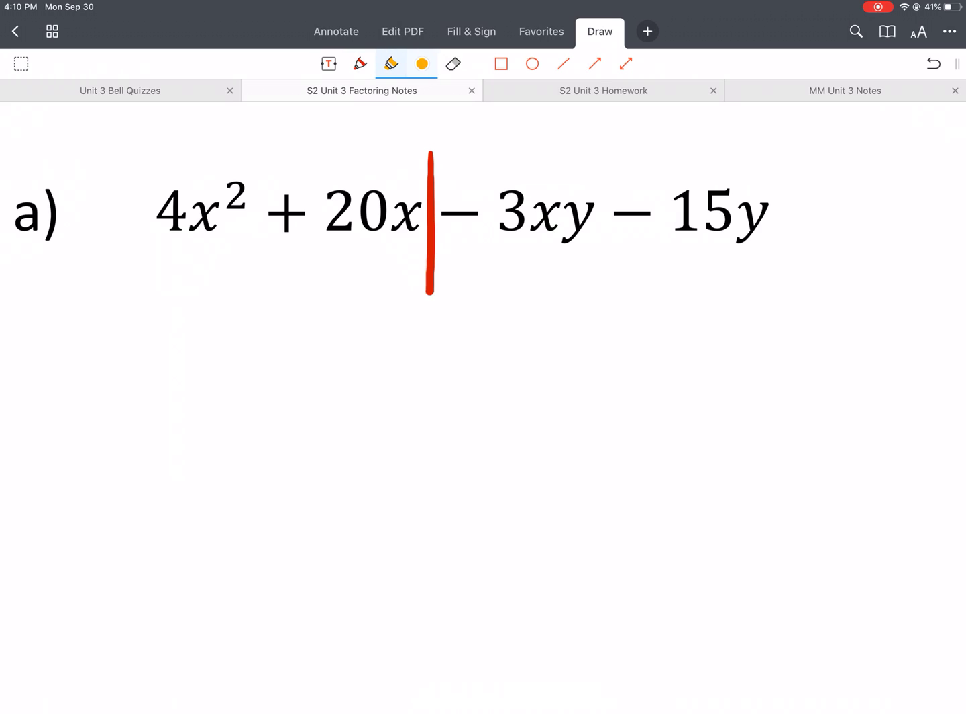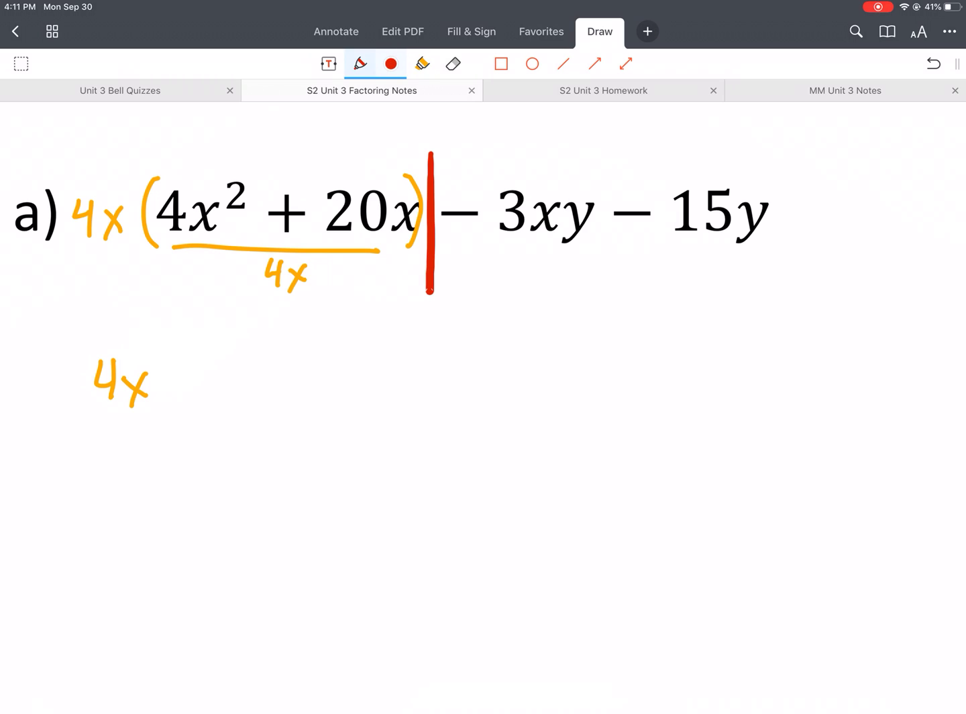What we're going to do is just take the GCF of the left side. Looking at the numbers, we can take out a 4. We can divide 4 by 4 and 20 by 4. We can also take out an x, our smallest exponent. Divide it also by 4x. We'd end up getting 4x.